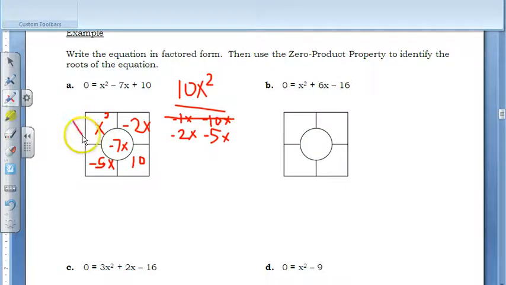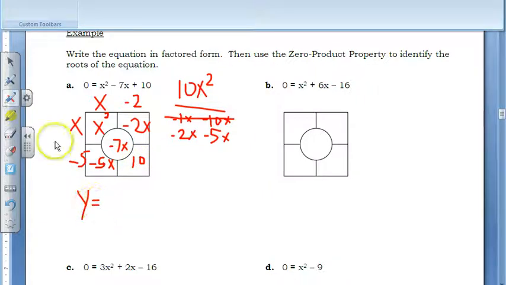Now that I have those in there, I'm going to finish filling out the outside of the box. I know x times x is the only way to make x squared. X times negative 2 will make negative 2x. X times negative 5 will make negative 5x. And to check, negative 5 times negative 2 definitely makes 10, so I know I have the right answer.